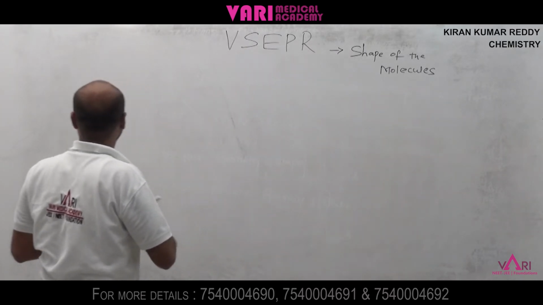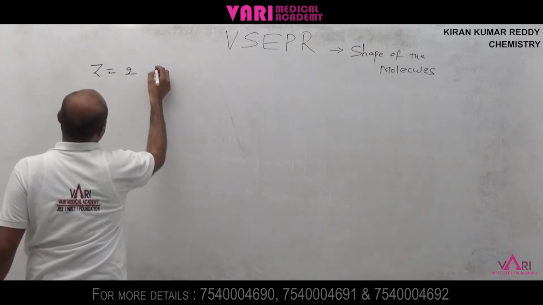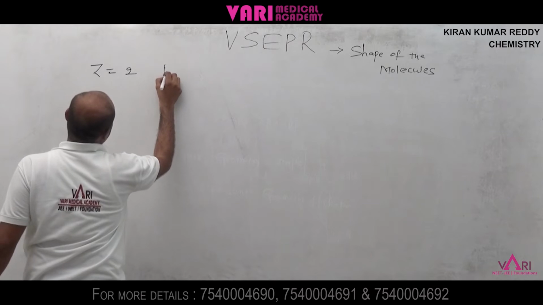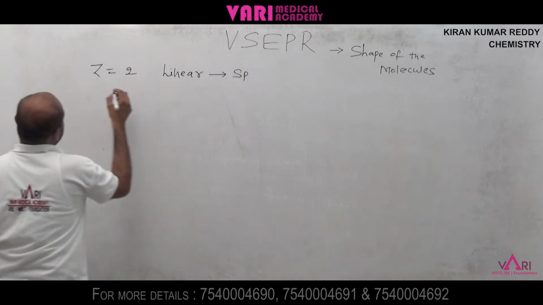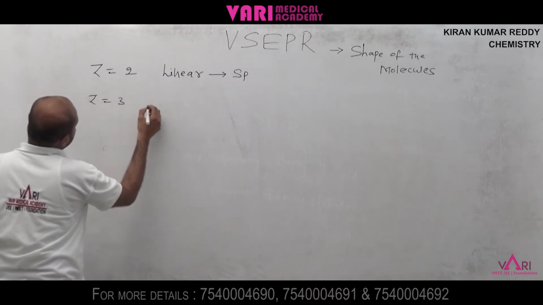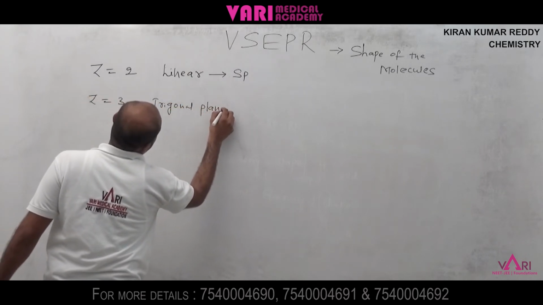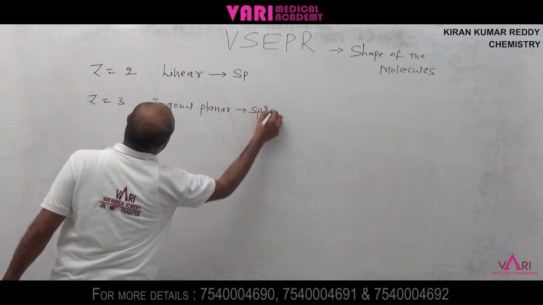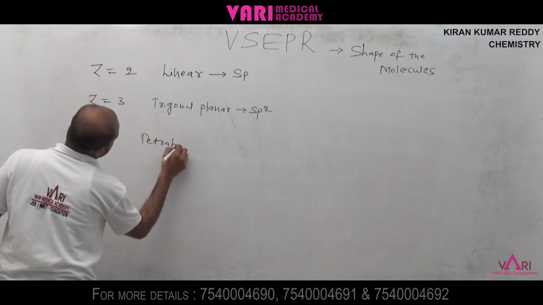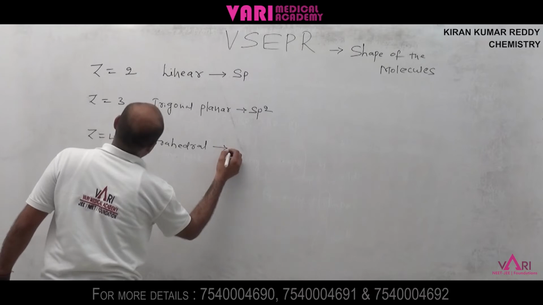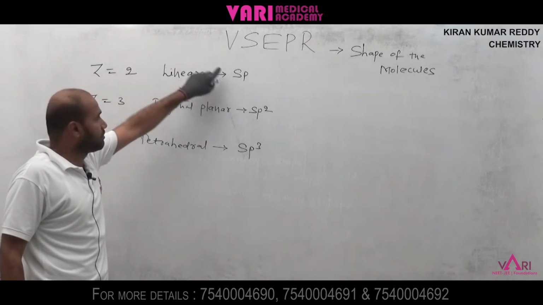First, I am taking the Z number. If Z is equal to 2, what is the name of the geometry? Z equal to 2 means linear. The hybridization is sp. Next, if Z is equal to 3, that is trigonal planar geometry, sp2 hybridization. Next one is Z is equal to 4. That is tetrahedral geometry. That is sp3 hybridization.